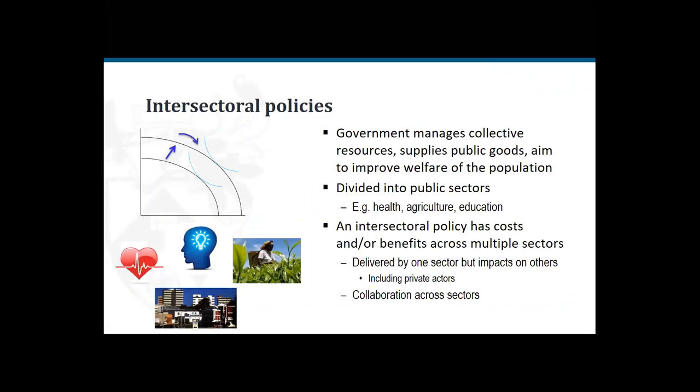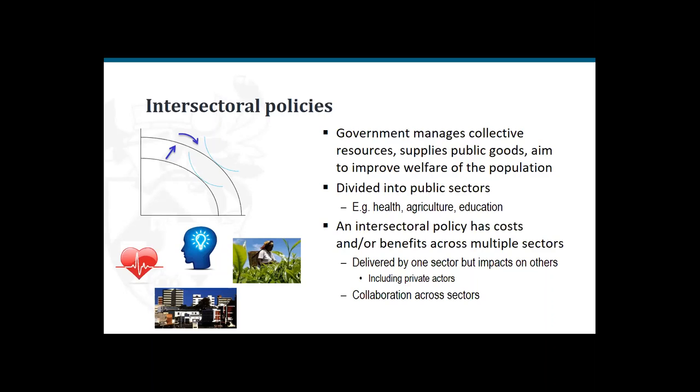So first of all, I'd just like to set the scene of what we are talking about here. The government manages collective resources, and in doing so, it supplies public goods, and its aim is to improve the welfare of the population. If you look on the graph on the page here, this indicates a utility possibilities frontier, for example. So ideally, the government would like to move us outwards and increase the welfare of the population, and may also be involved in redistribution to achieve a distribution of welfare that matches a social welfare function.